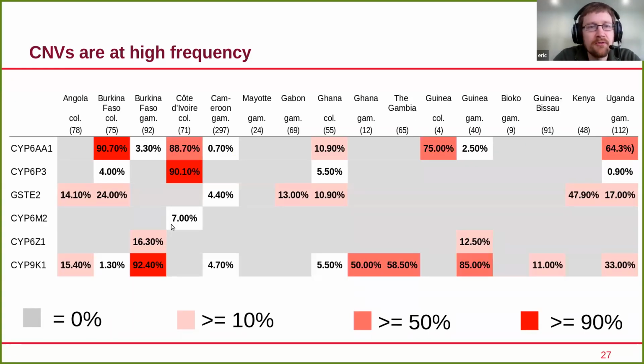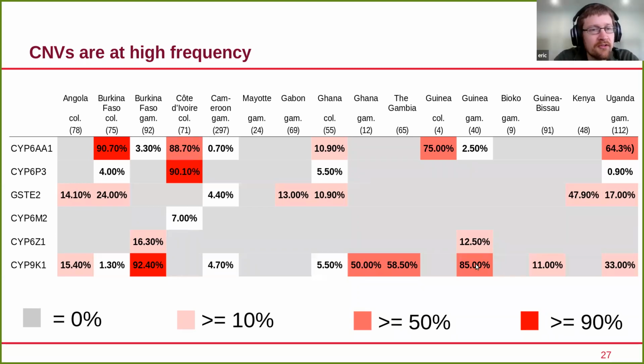So the next thing that we found was that CNVs are at really high frequency in some populations. So here are those 6 genes that I showed you earlier on the rows in this table. And here are all of the different populations that we found that are present in the phase 2 data set. And here are the proportion of individuals that have a CNV in each of these genes in each of these populations. And darker red indicates higher proportions. And you can see we have really high frequencies in some places. So over 90% of mosquitoes carrying CNVs in some of these genes, in some of these populations, and quite a few where we have over 50% frequency. So we're seeing really high frequencies of CNVs.